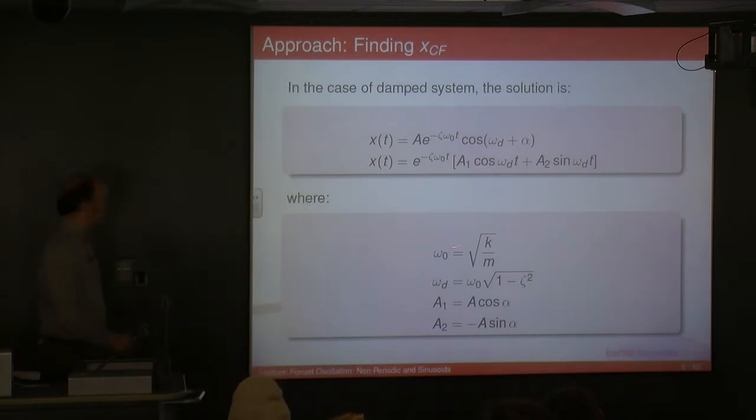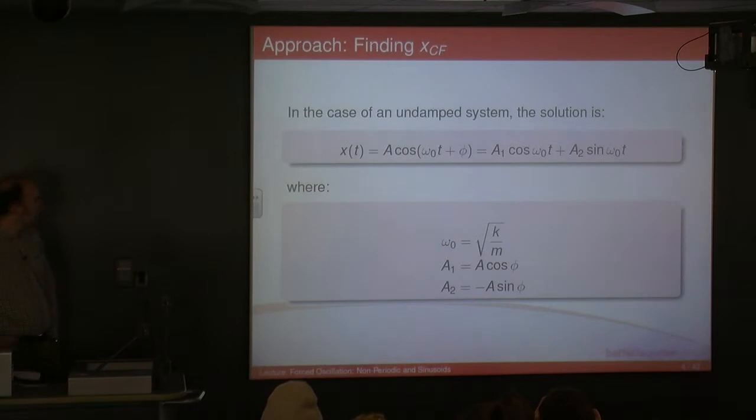And again, omega naught is root k upon m. Omega d is now a function of zeta and omega naught, and then A1 and A2 are the same things in terms of alpha now instead of phi. So XCF is easy. Okay, you've done it all before. If you know you've got a damped system, then you've got this solution. If you've got an undamped system, then it's this solution.